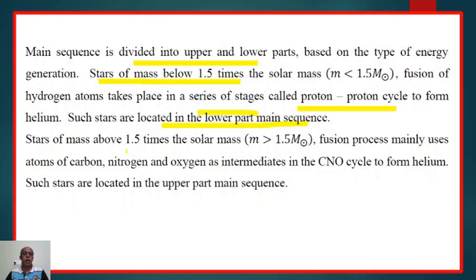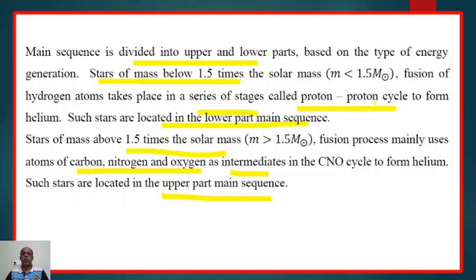whereas stars with masses larger than 1.5 times the solar mass are located in the upper part of the main sequence. And in these stars, the fusion process mainly makes use of carbon, nitrogen and oxygen atoms as the intermediates to form helium. So the conclusion is stars with lesser masses will occupy the lower part of the main sequence, whereas stars with larger masses occupy the upper part of the main sequence.